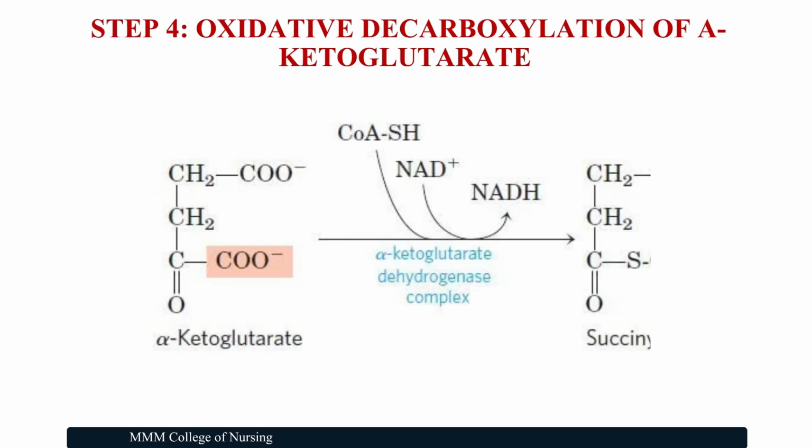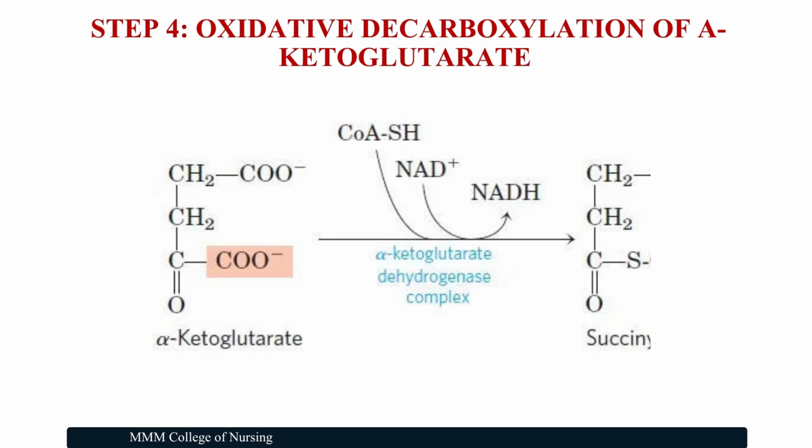Next, step 4 is the oxidative decarboxylation of alpha-ketoglutarate. Now, if you look at this step, it looks very similar to step 3. And you are right, it is another oxidative decarboxylation. The enzyme is the alpha-ketoglutarate dehydrogenase complex, a large multi-enzyme machine. Alpha-ketoglutarate, which has 5 carbons, gets converted into succinyl-CoA, which has 4 carbons. In this process, the second CO2 of the cycle is released.